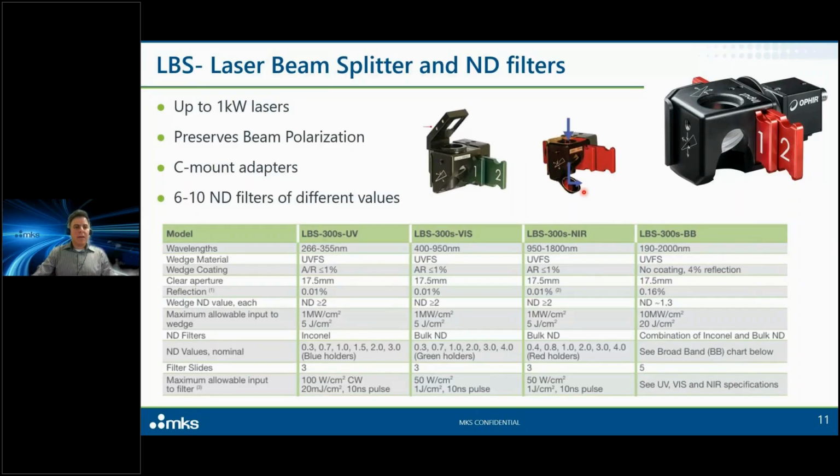The LBS 300 can operate up to 1 kilowatt, and it preserves beam polarization because the two beam splitting wedges are orthogonally located. It has a C-mount adapter to fit our beam profiling cameras. Each one is equipped with 6 or 10 ND filters mounted on filter slides. And we offer the LBS in UV, visible, NIR, and broadband versions to cover the entire spectrum.